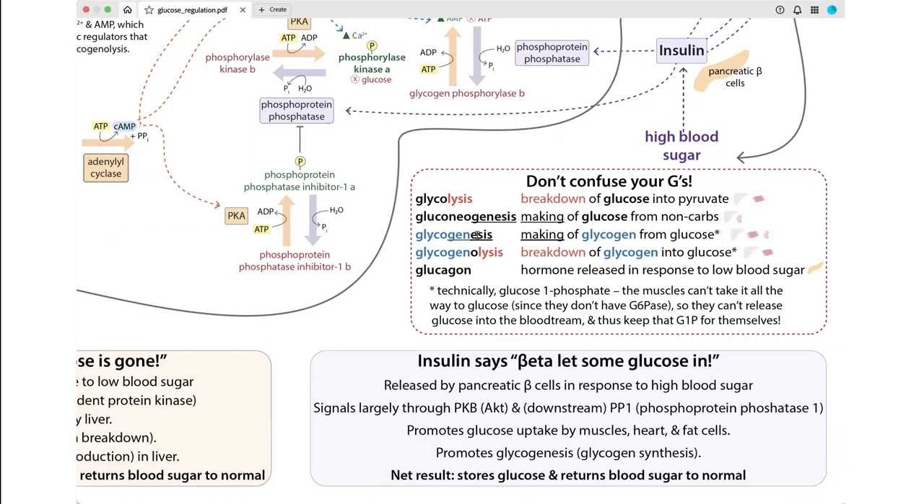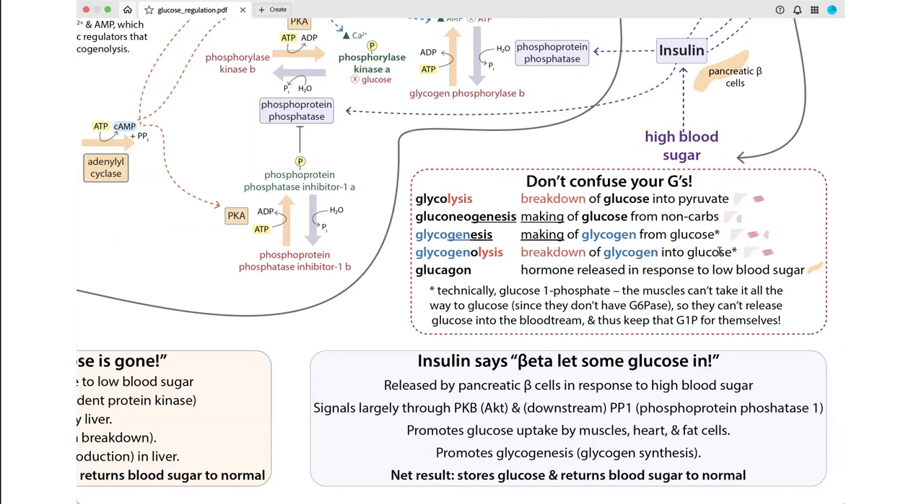So there's a lot of G terms and don't confuse them. Glycolysis, this is the breakdown of glucose into pyruvate. Gluconeogenesis, that's the making of glucose from non-carbs, like our pyruvate. This is not what we're talking about here. Instead, we're talking about glycogenesis, the making of glycogen from glucose, linking together those individual glucoses, and glycogenolysis, breaking down that glycogen to give us glucose.